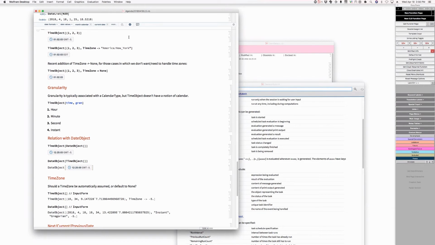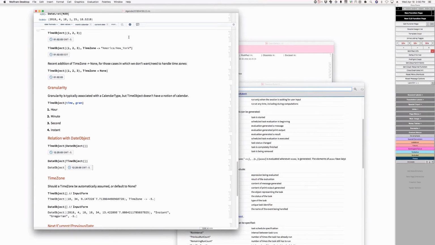Okay. So again, with time object, the question is, should there be a time zone in the time object? I think our easy path is to say the default is to have none, but you can specify one if you really want to.